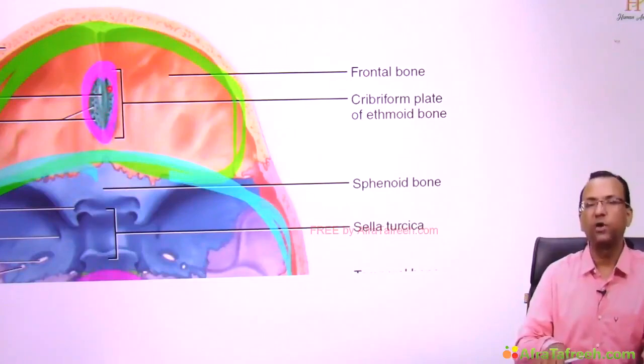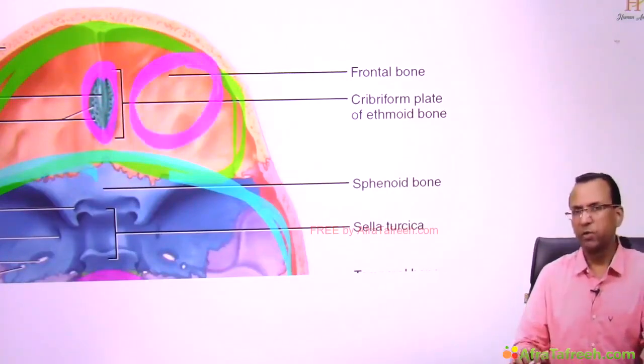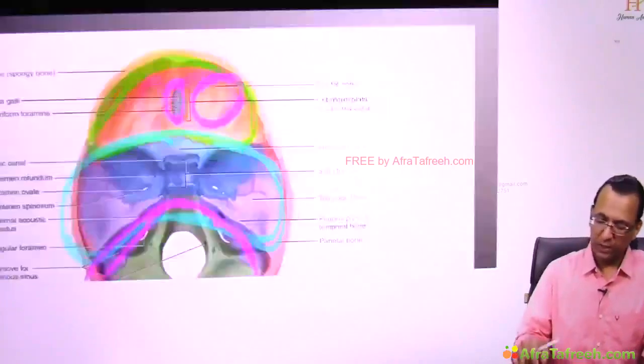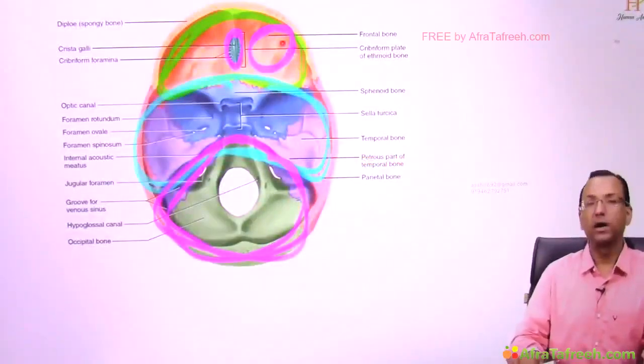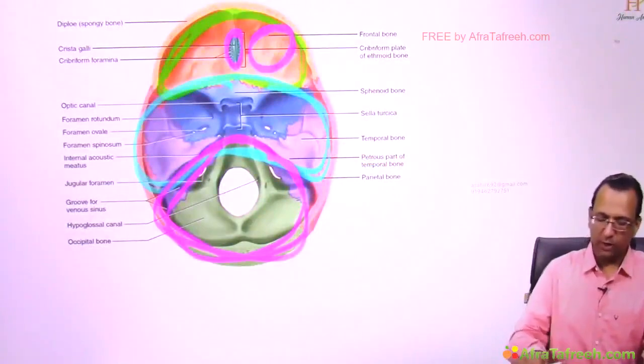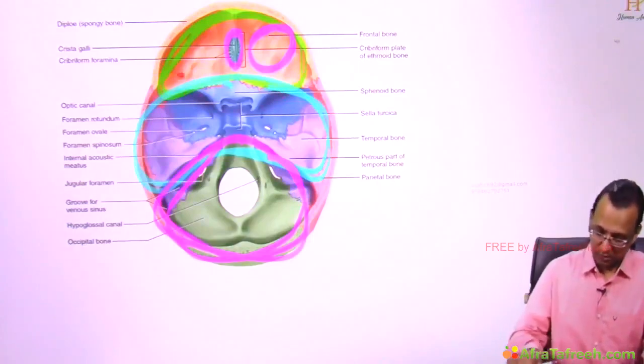What is the roof of the orbit? The roof of the orbit is this bone, the frontal bone. So the frontal bone is the roof of the orbit and also the floor of the anterior cranial fossa. And this is the ethmoid bone, which is the floor of the anterior cranial fossa but also the roof of the nasal cavity. What is this bone here?